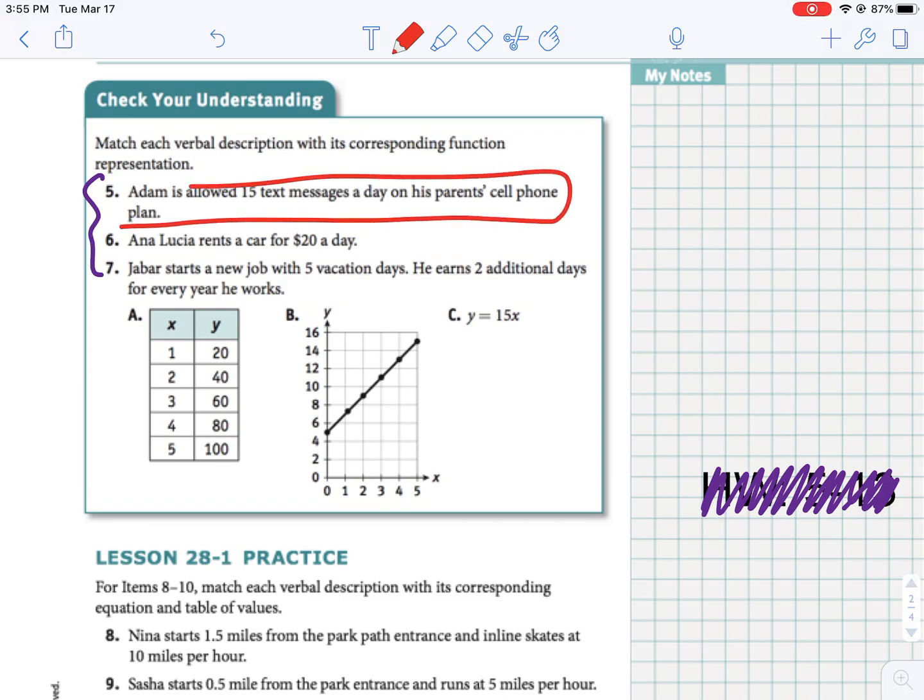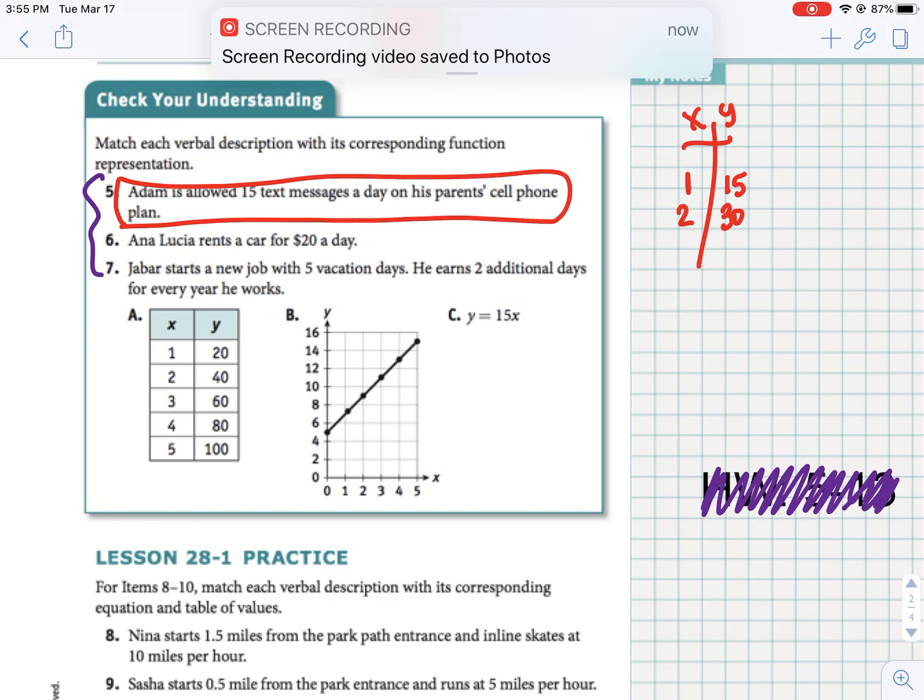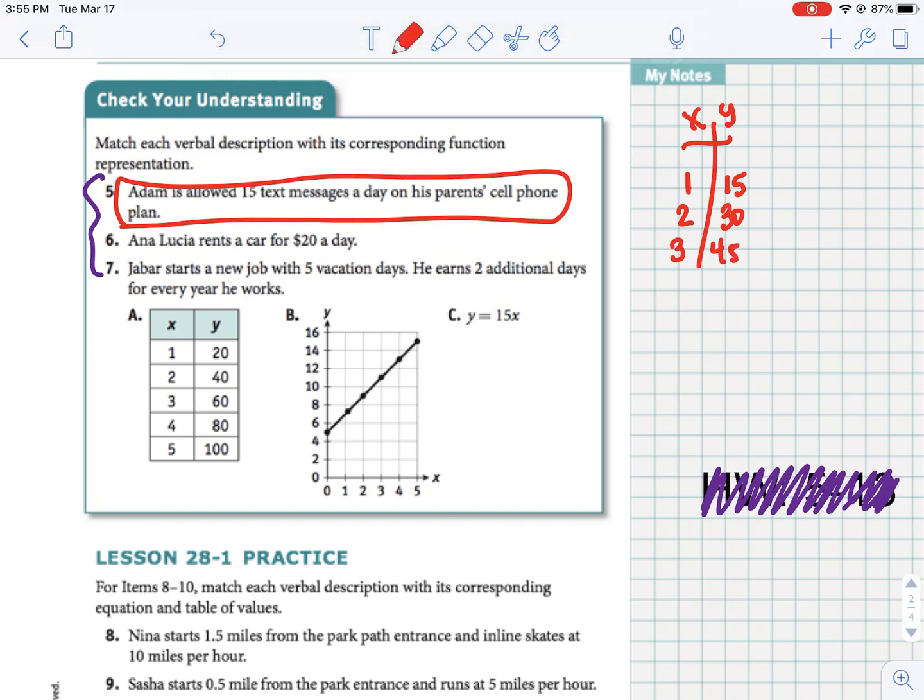If we take a look at the first example, it says Adam is allowed 15 text messages a day on his phone. So if I were to make an XY chart, on day 1, he's given 15 messages. On day 2, he'd be given another 15 more, so that's a total of 30. On day 3, he would be given 45. But if we go back to day 0, he technically didn't have any messages because he didn't get any messages till the first day.